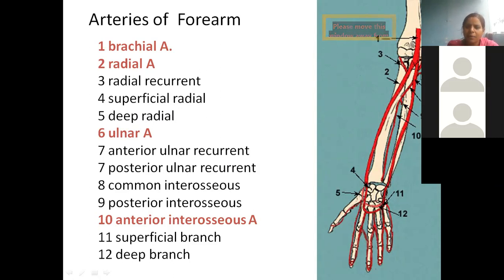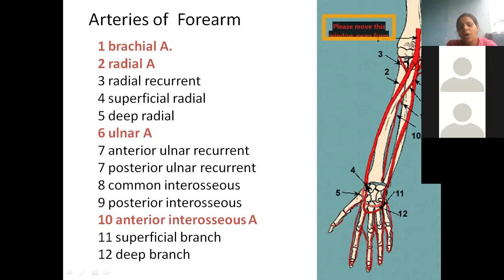So the brachial artery divides into the radial and ulnar arteries. For the ulnar artery, we have seen this when we were doing anastomosis around the elbow joint. We have the anterior ulnar recurrent and the posterior ulnar recurrent. Then we have the common interosseous, which is clearly shown here, number 8. This common interosseous gives one branch which goes behind, that is the posterior interosseous artery. And the one in front is the anterior interosseous artery.